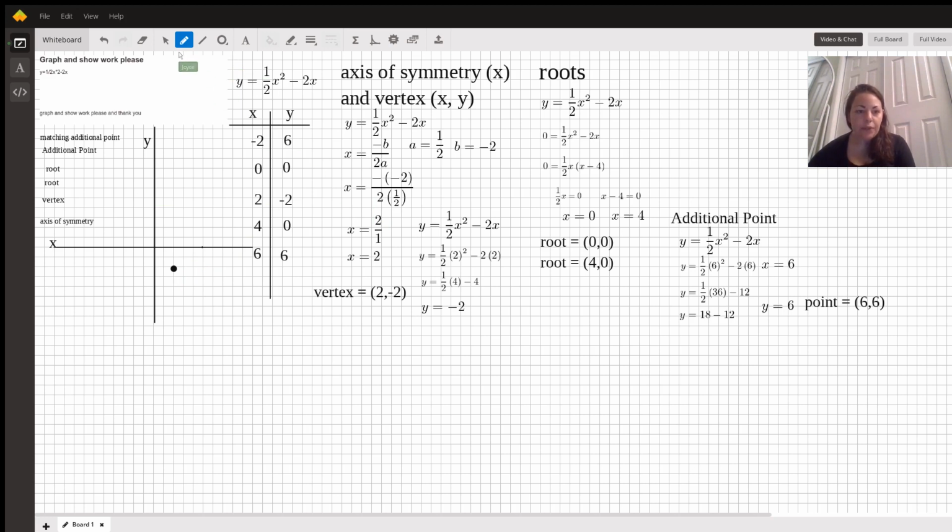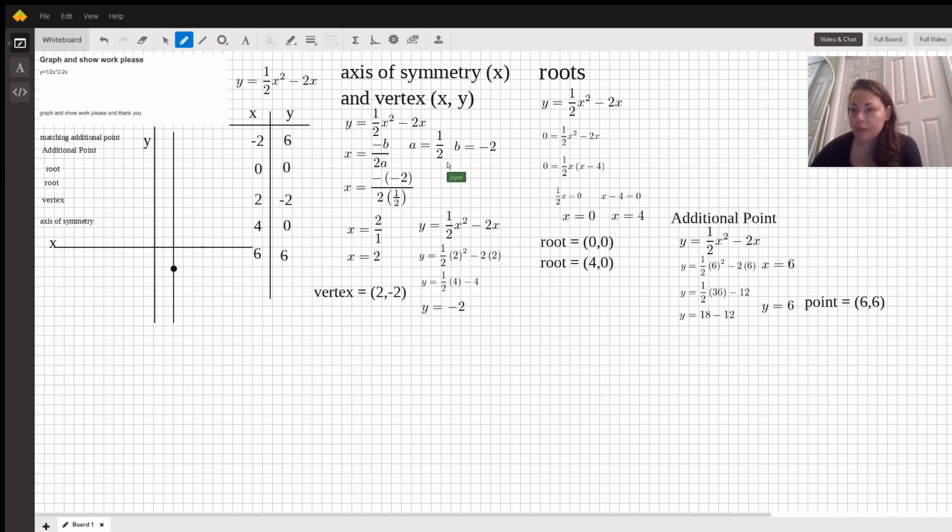The axis of symmetry is an invisible vertical line, x equals 2. Right here that you found, x equals 2 is this axis of symmetry, that vertical line that goes through the vertex.